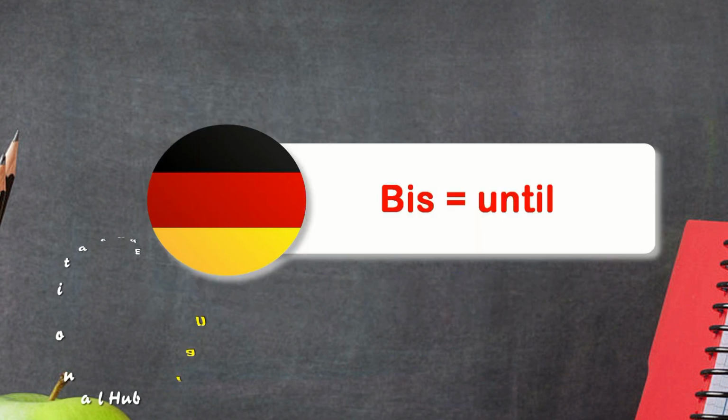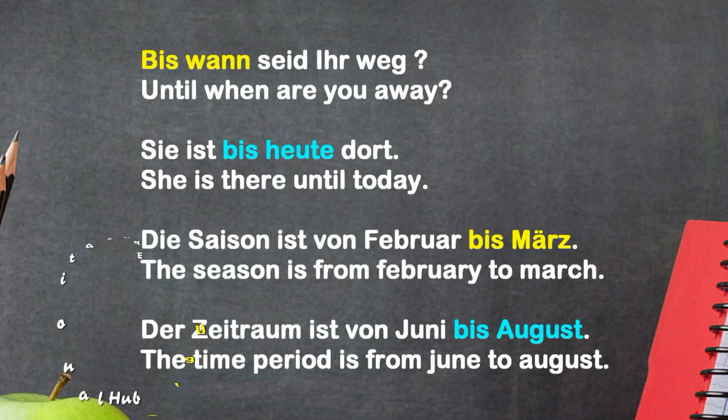Now bis means until. Let's see some sentences. Bis wann seid ihr weg? Until when are you away? Sie ist bis heute dort. She is there until today.